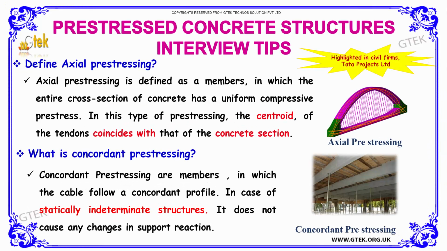We got the next question. Define axial pre-stressing. Axial pre-stressing is defined as members in which the entire cross-section of concrete has uniform compressive pre-stress. In this type of pre-stressing, the centroid of the tendons coincides with that of the concrete section.